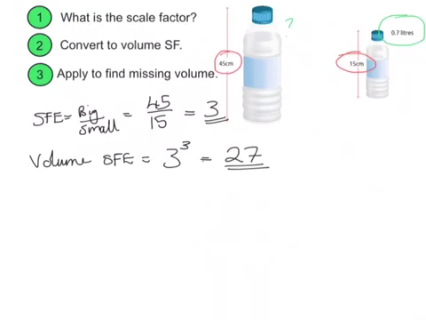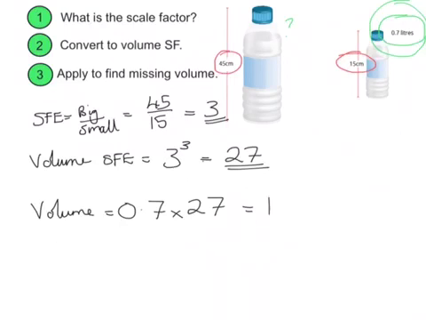Okay, now the third part, apply that to find the missing volume. So to get the volume of the larger bottle, you're taking the smaller one that you were given at the start, 0.7, and timesing that by our scale factor we just calculated, 27. And if you do that, you get 18.9 litres. Okay, and that's us.